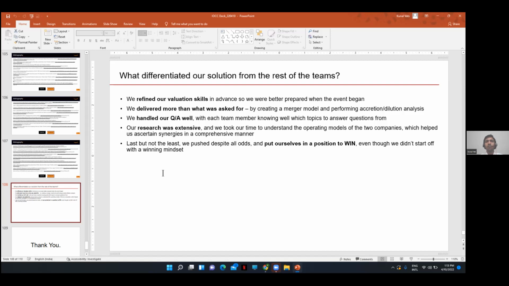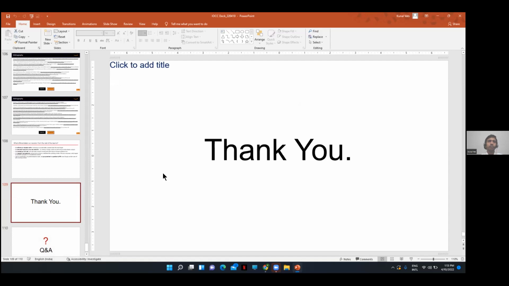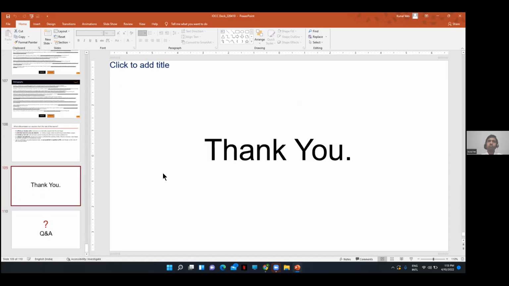Lastly, I think we did not start off with the intention of winning per se, but we were passionate about doing well in this competition, so we put ourselves in a position to win. And it's not important to feel that from the beginning. If you feel it midway through the competition or towards the end, that's good because that gives you that extra push of energy to really go for the win. So I think that is it from my side, and yeah, we can wrap this up.